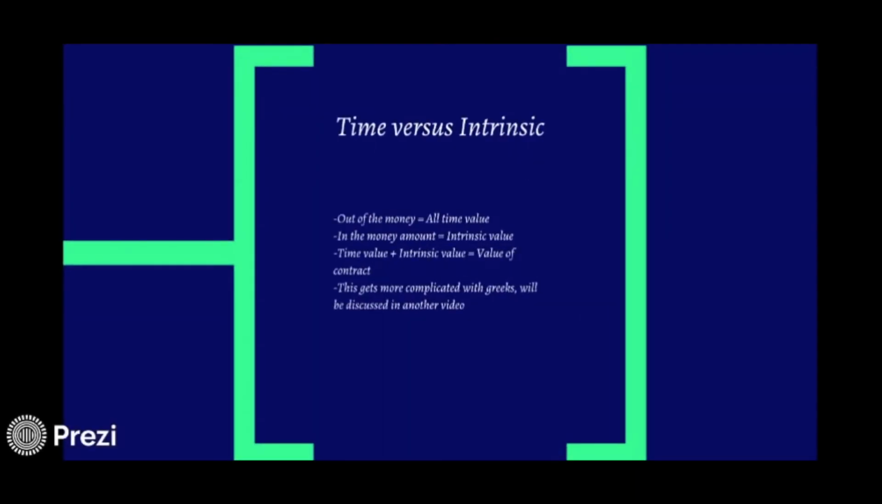So again, in summary, an out of the money contract is all time value. The in the money amount is intrinsic value. Time value plus intrinsic value is the value of the contract. There's actually a formula behind this called Black-Scholes. It gets more complicated with the Greeks. That's going to be discussed in another video, but that's basically just the basics of it here.